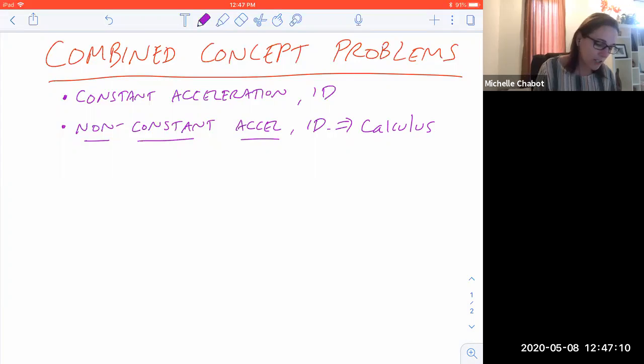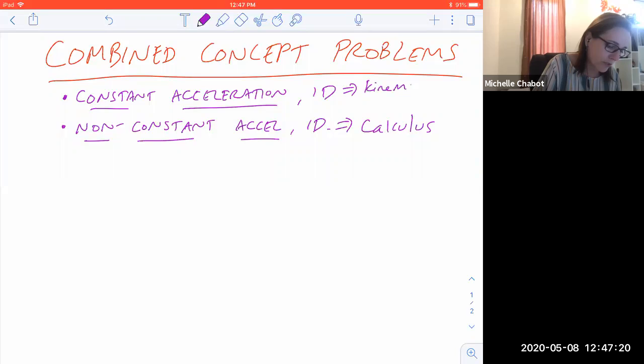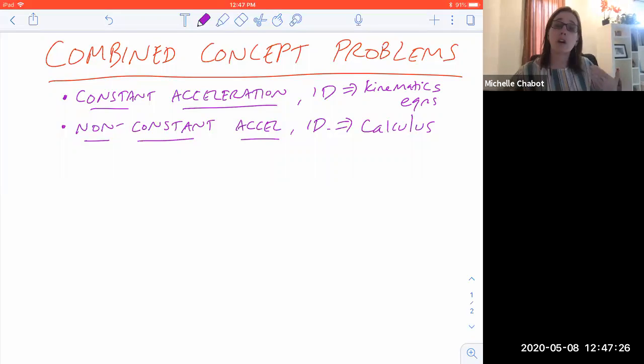If it's non-constant acceleration, use calculus for that portion of the problem. If it's constant acceleration motion, then you can use one of the 4 kinematics equations. So I just call those the kinematics equations from the video on constant acceleration motion.